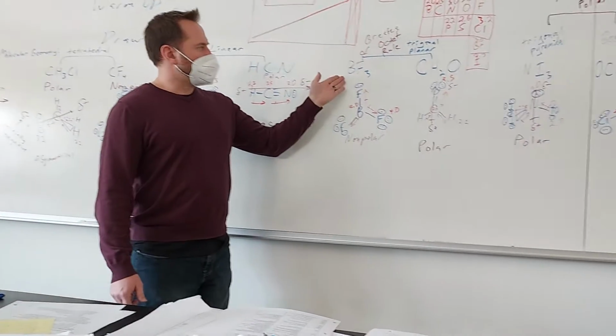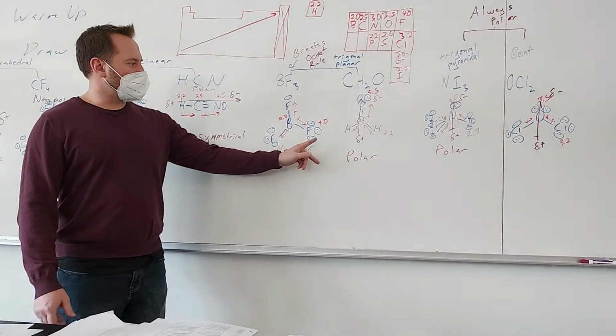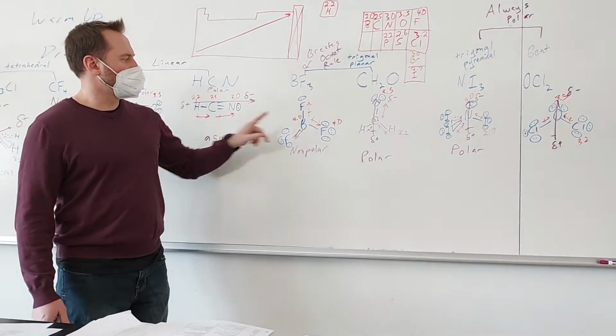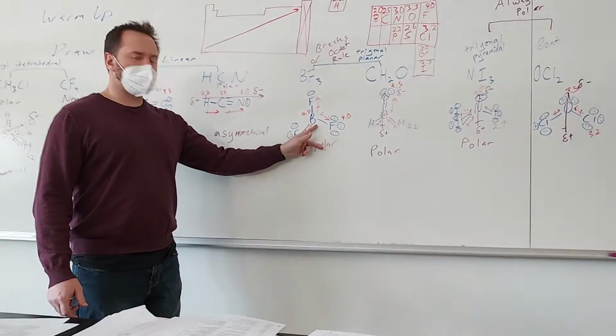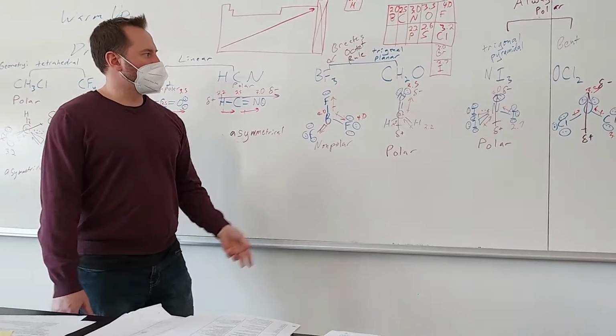Trigonal planar, BF3, that's a very symmetrical molecule. We would say it's nonpolar. And again, you would have partial negative charges on the fluorine. There should be 3 unshared pairs on that. But, and a partial positive charge on the boron. But overall, it is a nonpolar molecule.